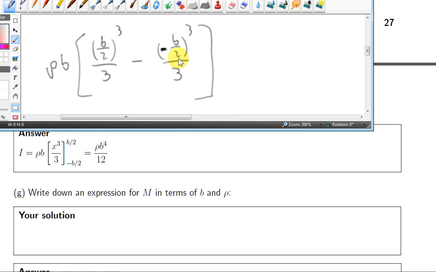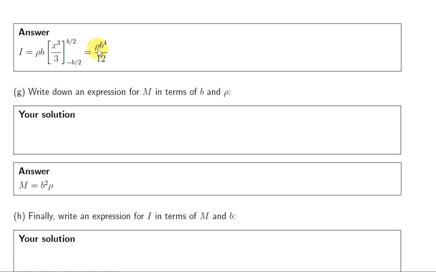When we raise minus b over 2 to the power of 3, we get minus b cubed over 8, and then this minus gives plus b cubed over 8. We have another b cubed over 8 here, so we get plus 2b cubed over 8, or b cubed over 4. Then dividing by 3 gives us b cubed over 12, times rho b gives us rho b to the 4 over 12. Now here we have I in terms of rho and b.